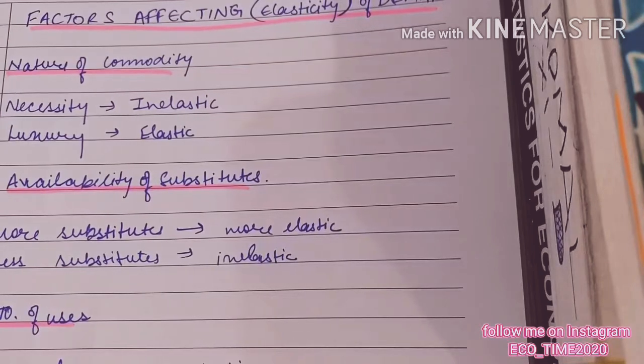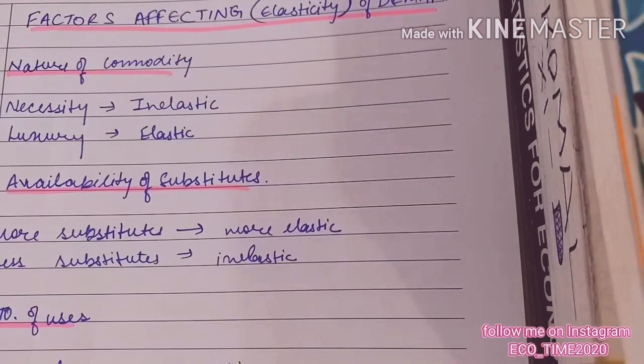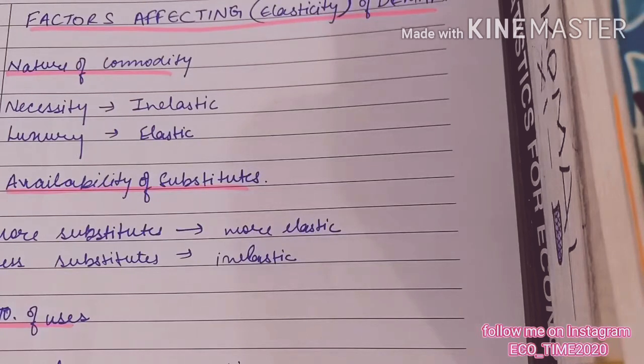Let's move on to the luxurious goods. Just think, whenever the prices of gold, diamond, silver goes down, people start buying them. But when their prices go up, they stop buying them. This shows that luxurious goods are elastic. They can be bought anytime. It is not a necessity for us. These are luxurious goods, so they are elastic. We may or may not buy them.